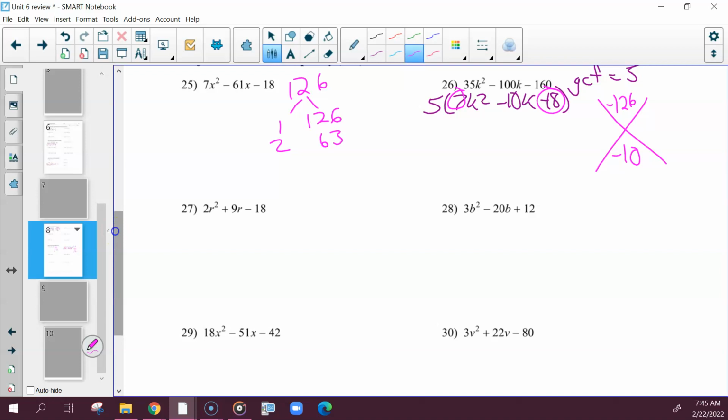Does 3 work? 3 and 42. Does 4 work? No. 5 wouldn't work. Does 6 work? 6 and 21. 7 and 18. We're getting closer. 8. 9. 14.